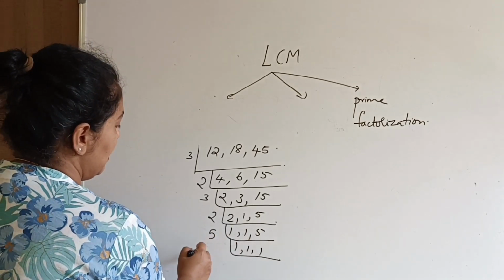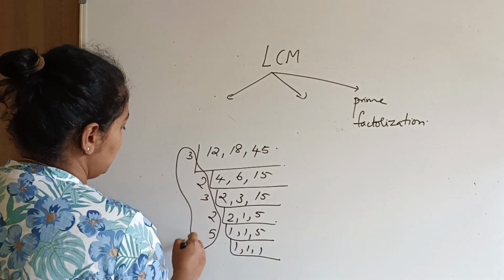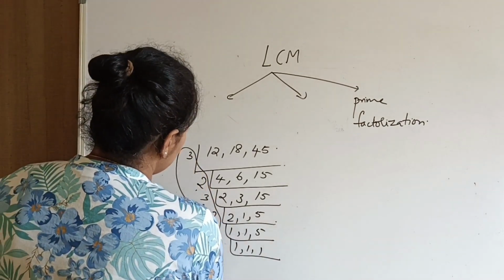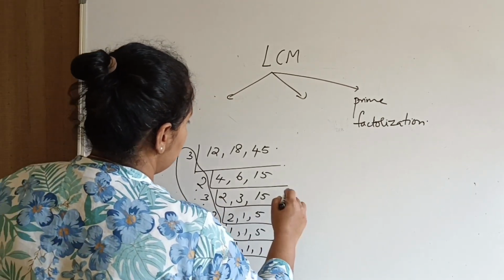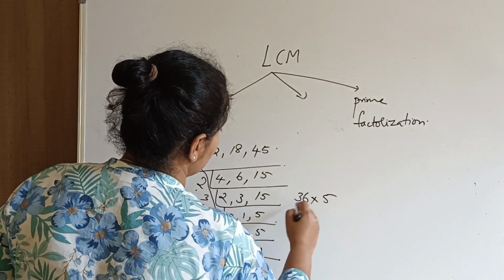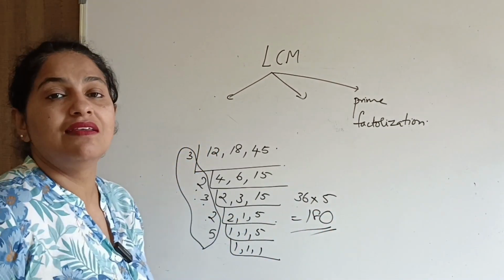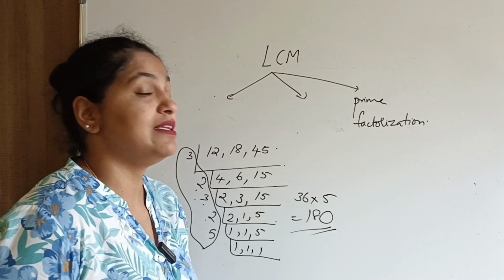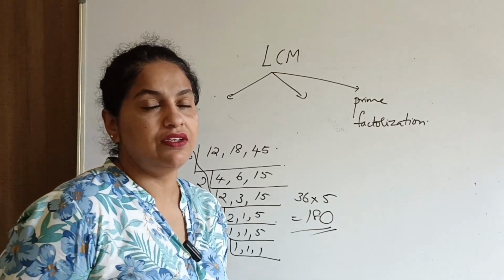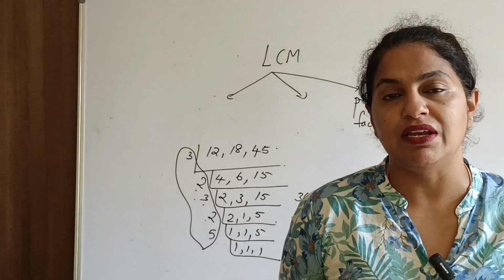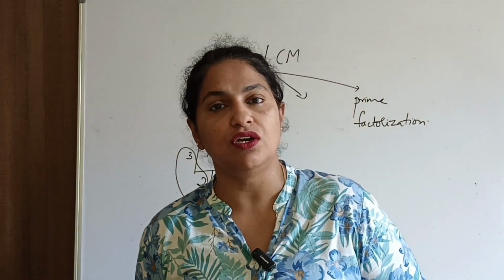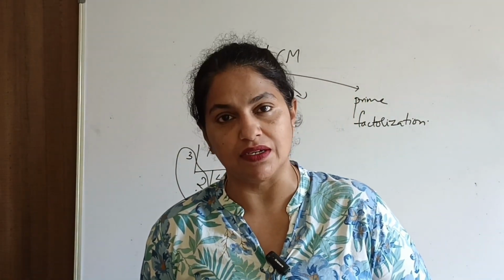So what is my LCM? LCM is the product of all these numbers, which is 3 2s are 6, 6 3s are 18, 18 2s are 36 and 36 into 5, 180 is the LCM of 12, 18 and 45. You can try it yourself and see whether you are getting the same answer. I hope you have got a clear idea of how to proceed with the common division method.